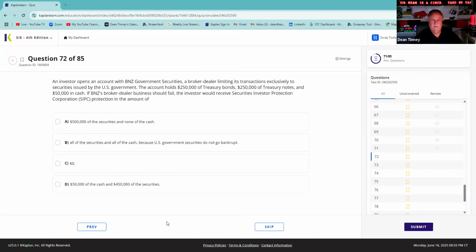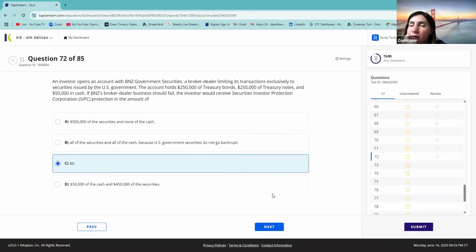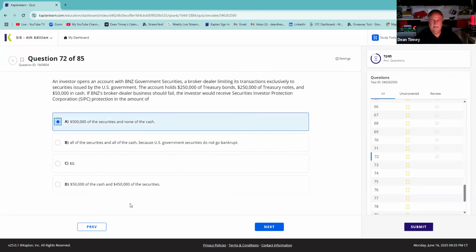So if BNZ's broker-dealer should fail, the investor would receive from SIPC in the amount. This is kind of stupid, by the way, because if all BNZ does is business exclusively in government securities, you are not required to participate in SIPC. I wouldn't worry about that at all in the test. This is what I call a gotcha question, but it would be B or A.